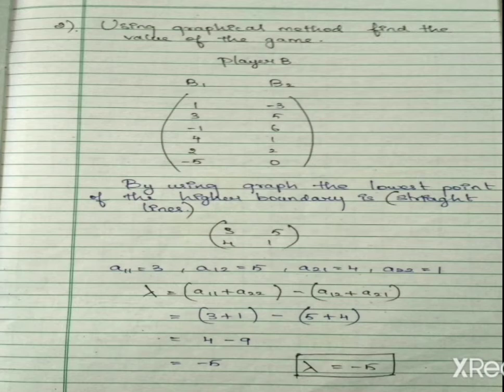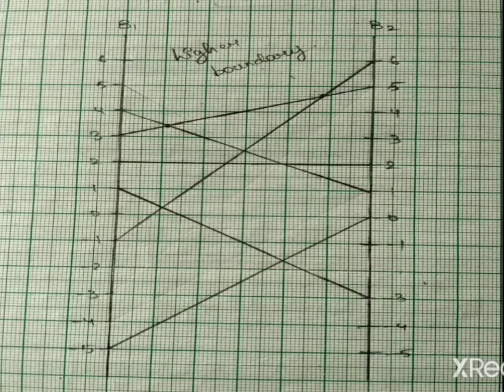So you have to plot the points 0, 1, minus 2, 2. Already you know the points. So the first point is 1 and minus 3. So in B1 you have to put 1, in B2 you have to put minus 3. So you have to join these 2 points. We have a straight line. The next point is 3 and 5. So B1 is 3, B2 is 5. So you have to join the straight line 3 and 5.